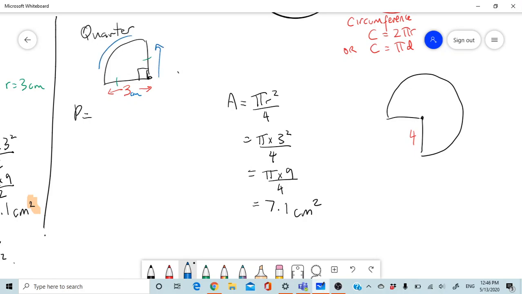Now perimeter, that's going to be the distance around, so around here, around there, and around here. So all of that is the perimeter. Perimeter equals circumference divided by 4, because it's only a quarter of the circumference.